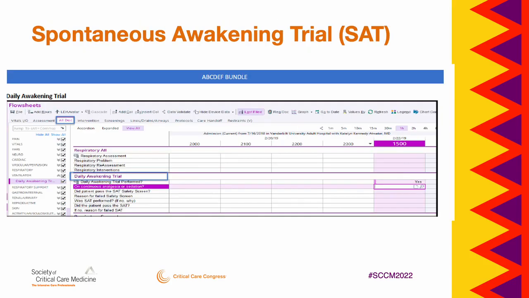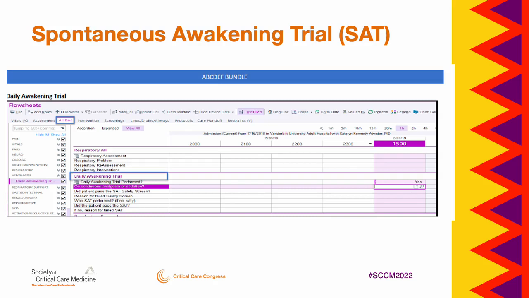So next we're going to look at the letter B, so the spontaneous awakening trial or the SAT, and this has all the different components that the nurse would answer to considering the daily awakening trial. So first looking at, is the patient on continuous sedation or analgesia? So we have our nurses at Vanderbilt do this on every patient regardless of whether they're on sedation or not if the patient's on a vent. So if the patient is not on continuous sedation or analgesia, then they would put no and they're finished. If they are, then we would go through the rest of the different questions.